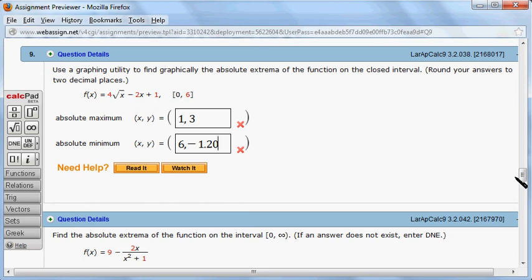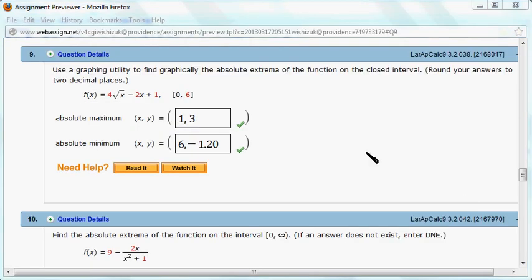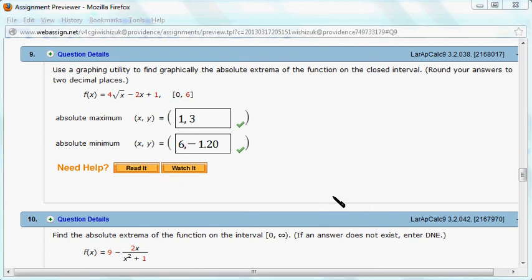All right, let's check the answer. It came back, and you can see that we got the right answer for both absolute max and absolute min. All right, that's it. I hope that this was clear.